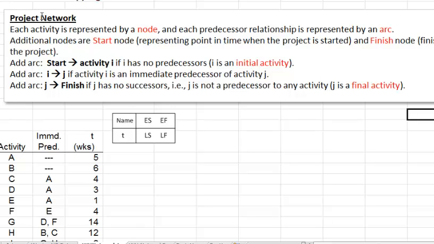So a project network consists of nodes and arcs. A node represents an activity, and the predecessor relationship will be represented by an arc. Now, arc is just a fancy name for an arrow connecting the nodes. And there will be additional nodes besides the activities called the start node, representing the point in time when the project is started, and the finish node, representing the finish point of the project.